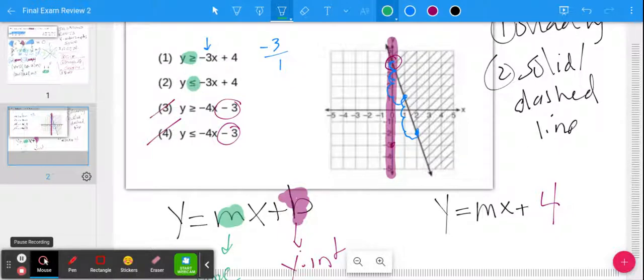but what's different here is your inequality symbol. The first one is a greater than or equal to symbol, and the second one is a less than or equal to symbol. Well, if I take a look at the shading here, I'm shading to the right of the line, which is everything greater than the line. So I want to choose the inequality that matches up with that, which is number 1.